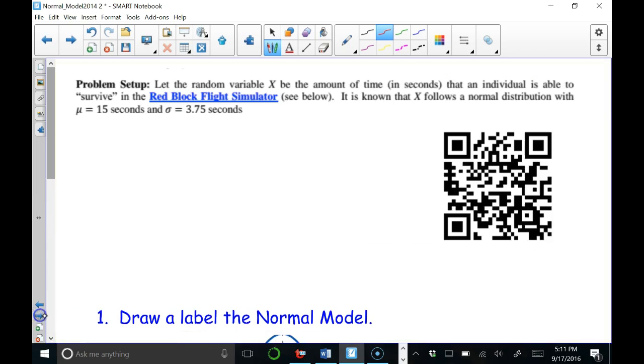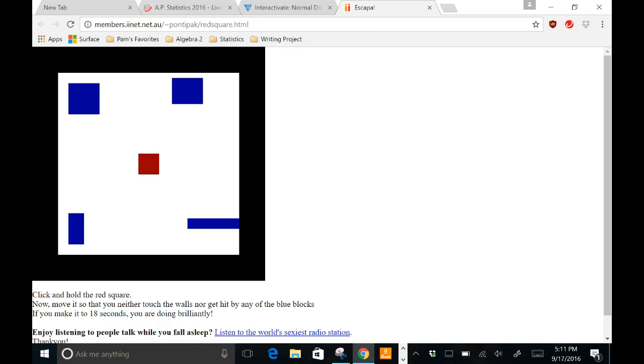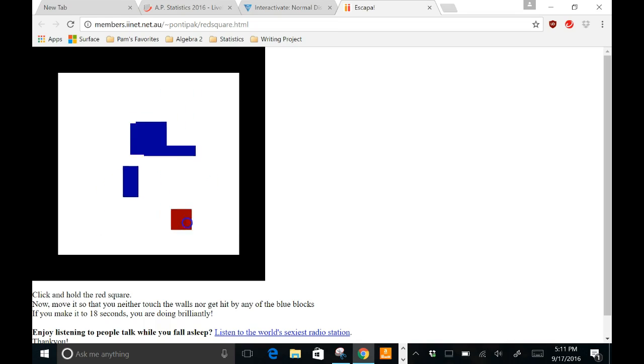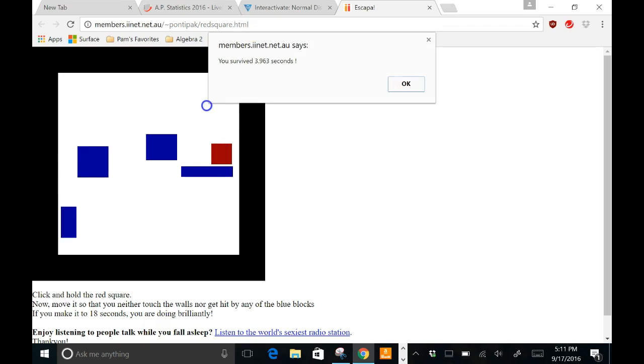I'm going back here. We're going to play with something called the flight simulator. This is kind of cool. I've included the link so that you can play with this yourself too. What this does is it lets us play this little game where it times us to see how long we can hold that red square and move it without touching the walls or the blue blocks. So like here, oh, I'm doing it. I survived 3.963 seconds. I warn you, when you try this, it's really addictive.